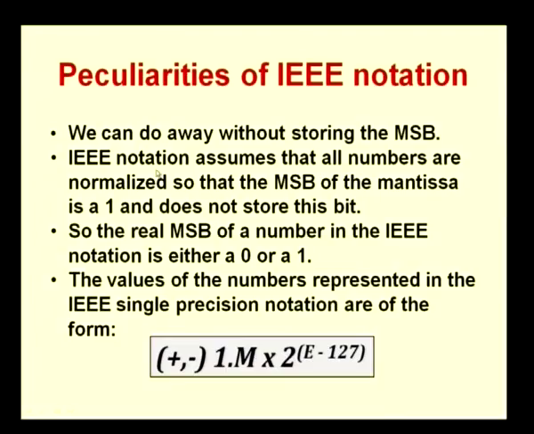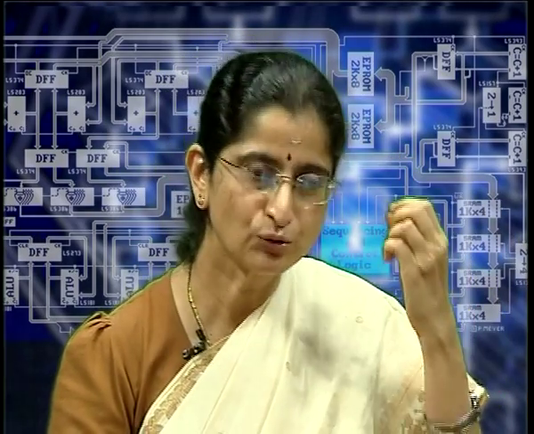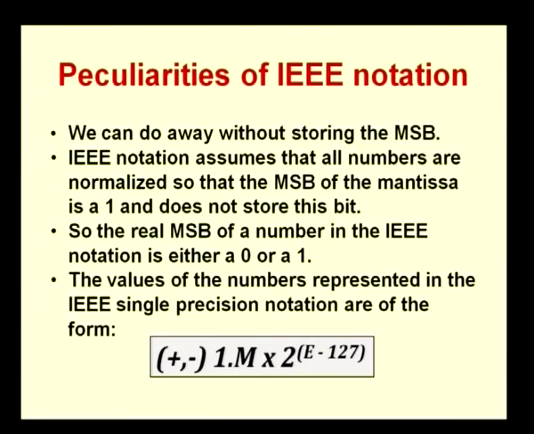You do not store the MSB, but IEEE notation always assumes that all numbers are normalized and that the MSB is a 1. So, the actual MSB of the number stored in the IEEE notation need not be a 1, it can be either a 0 or a 1, because once you normalize it, the first most significant bit 1 is implied, you know that it is always a 1. So, only from the next bit onwards we need to store, and that can be a 0 or a 1. So, what is actually stored in the 24 bits may start with a 0 or a 1. But you remember it is still a normalized number with a 1 that you will add when you are actually dealing with the numbers.